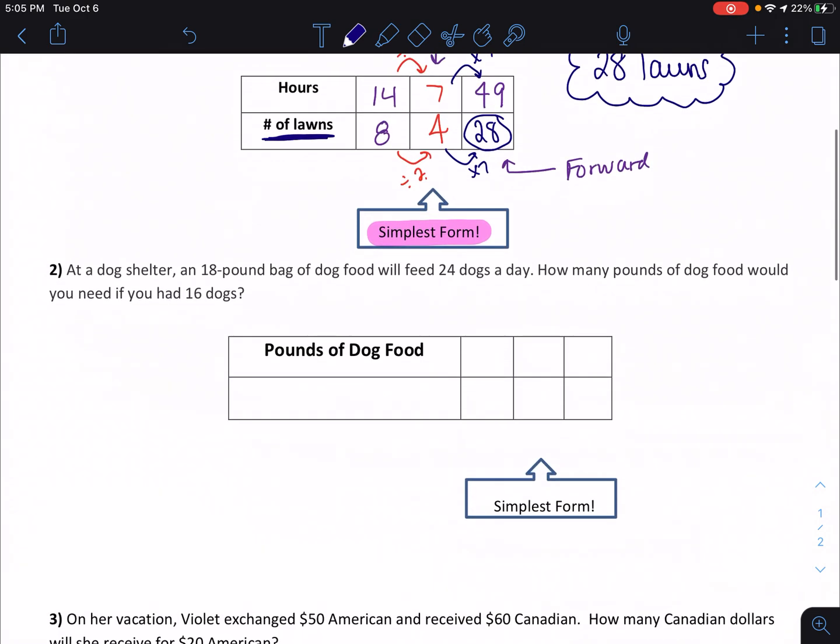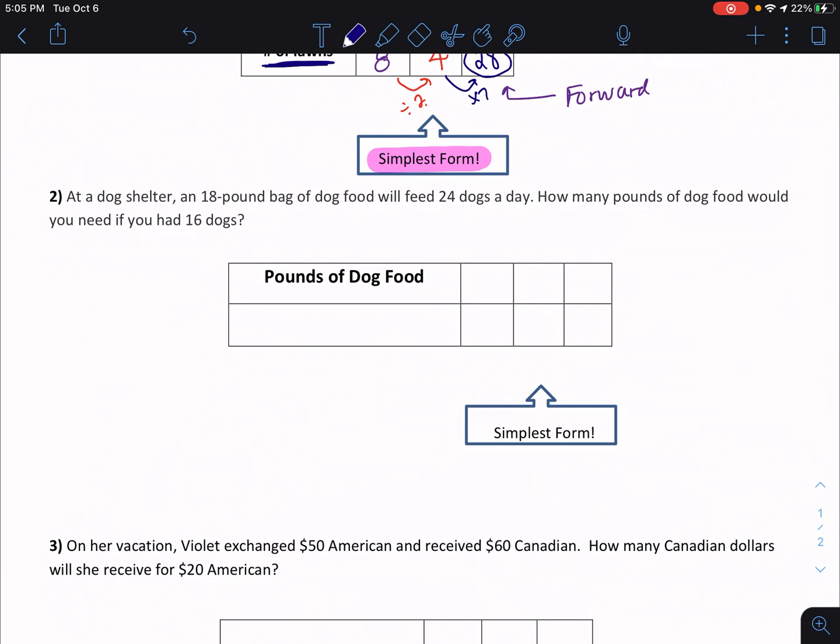For example 2, it says at a dog shelter, an 18-pound bag of dog food. So that's this one right here. We'll feed 24 dogs a day. So my second row here is going to be dogs. So I've got an 18-pound bag of dog food to feed 24 dogs a day. How many pounds of dog food would you need if you had 16 dogs? So I know that I'm going to put the 16 in the bottom row, at the very end.